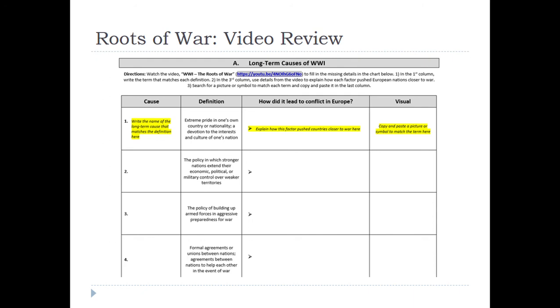Okay, so what you had to fill in the front or in the first column was the term or the long-term cause that's being described. There's a definition there, and it actually goes in order with the video, so hopefully this wasn't too confusing if you watched that. I gave you the definition. In the third column, you have to tell me, how does this lead to conflict in Europe? Why is this making countries fight or want to fight each other? And the last one, I just asked you to find a picture or a symbol that you could copy and paste in there to match with this cause of the war.